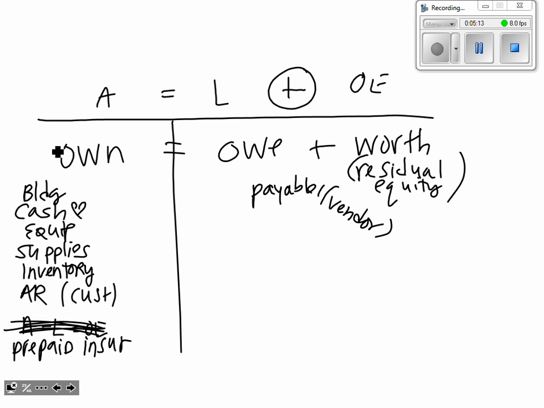And then worth is kind of what's left over, but we know there's a plus minus duo and another plus minus duo there that make it go up, down, up, down. One is if the owner invests, but what else can the owner do? Withdraw, and that's called drawings. So they can invest money, they can invest stuff, they can withdraw money, withdraw stuff.